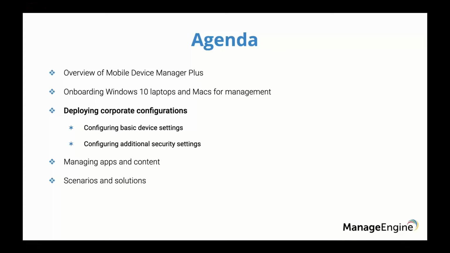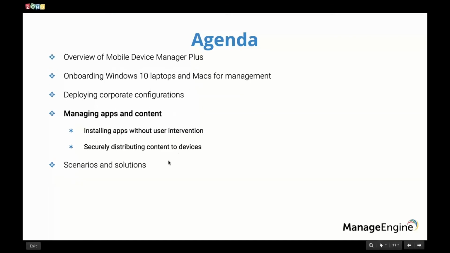To ensure that the devices are ready to access your corporate data, we will first start off with configuring the basic device settings such as Wi-Fi, VPN, and email that are required for accessing your corporate data. We will then move on to configuring additional security settings to ensure corporate data and device security. We will then move on to managing apps and content.